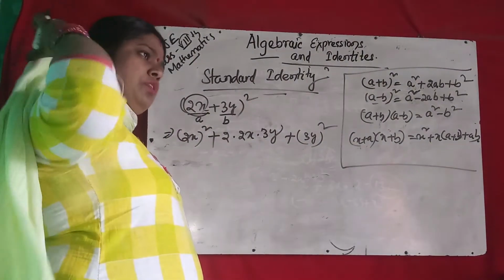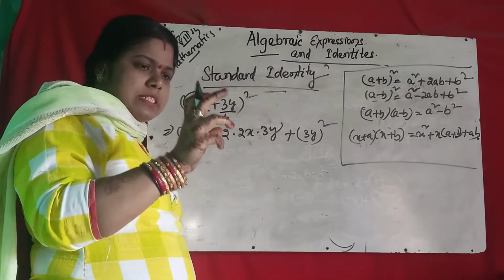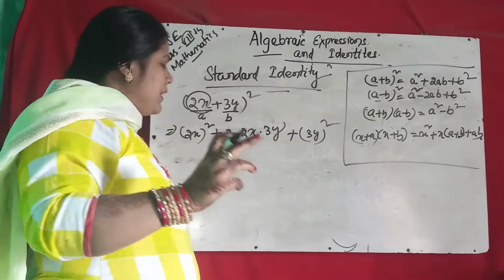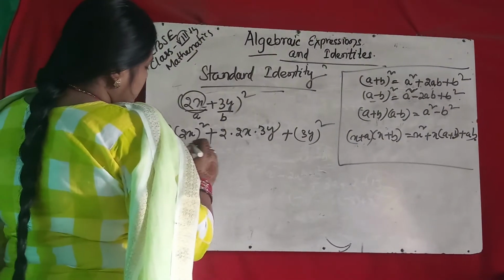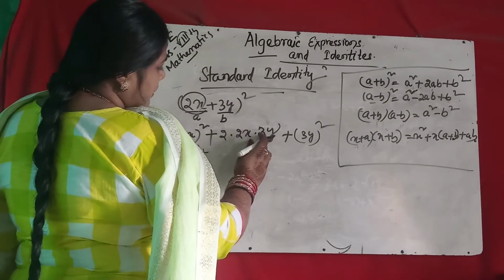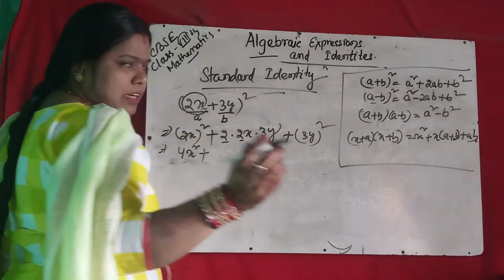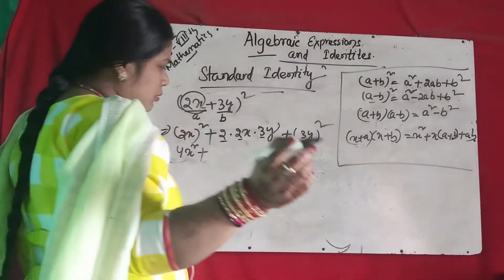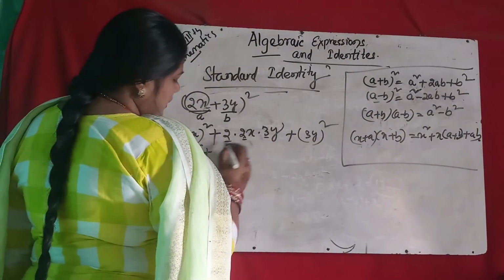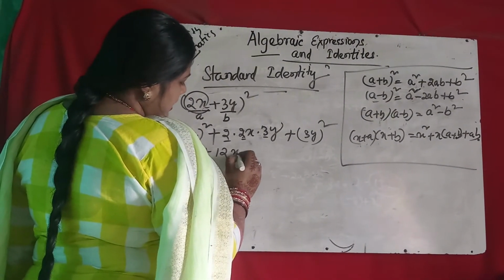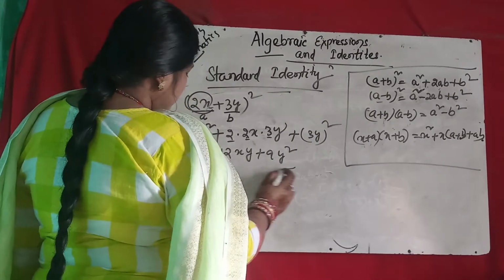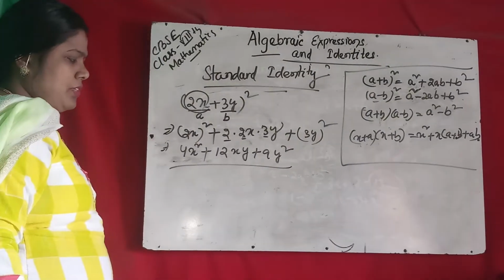Apply the identity to solve the given problems. First you have to look at the question to see which identity will be applied there. So here (2x) square means 2 2s are 4, x square, plus 2 2s are 4, 4 times 3 is 12, xy. Multiply monomial with monomial, as I have already told. Plus 3 3s are 9, y square. So this will be your answer.